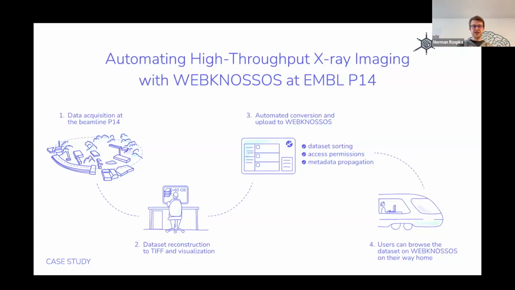And one example of that is we just recently set up Webknossos at the MBL in Hamburg, which runs a synchrotron facility there. And their unique thing is that they do high throughput imaging. So a single scan only takes a few minutes. Then reconstruction also only takes a few minutes. Then the data is uploaded and all the metadata is attached to it in Webknossos. So essentially, the users, before they can hop onto the train on their way home, have already access to the data on Webknossos and can start their analysis there. So this really shows the power of the automation that can be done with Webknossos and its web-based platform.